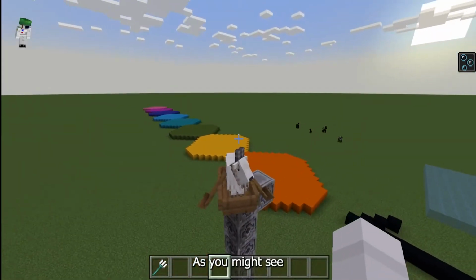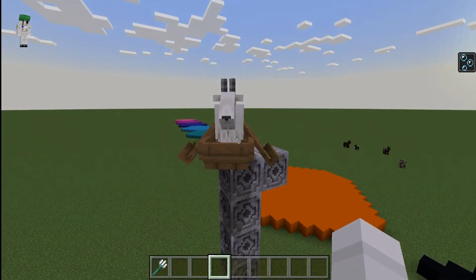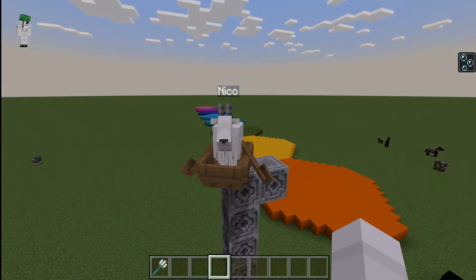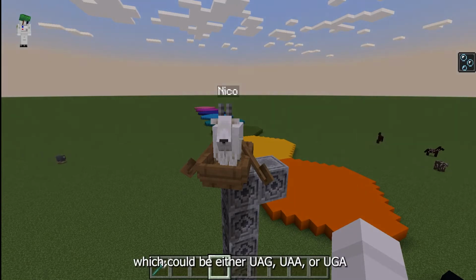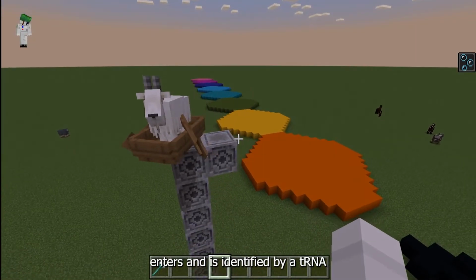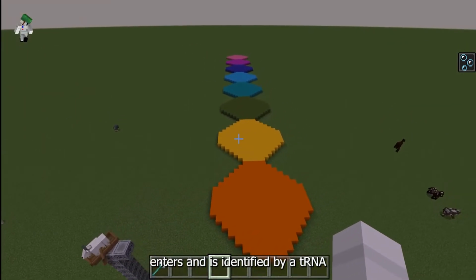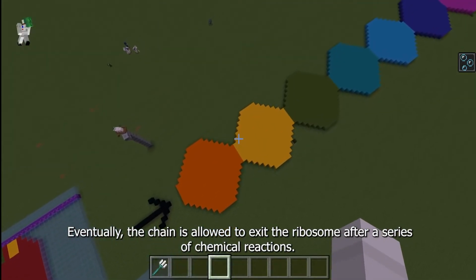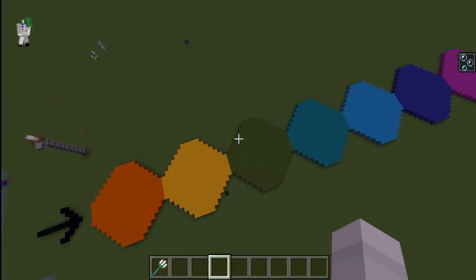As you might see, the last step is called termination, which happens when the finished polypeptide is released. It starts when a stop codon, which could be either UAG, UAA, or UGA, enters and is identified by a tRNA. Eventually, the chain is allowed to exit the ribosome after a series of chemical reactions.